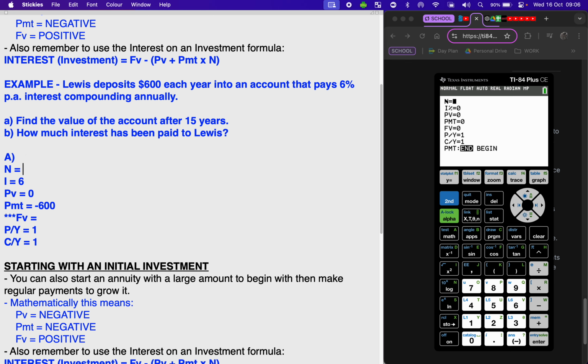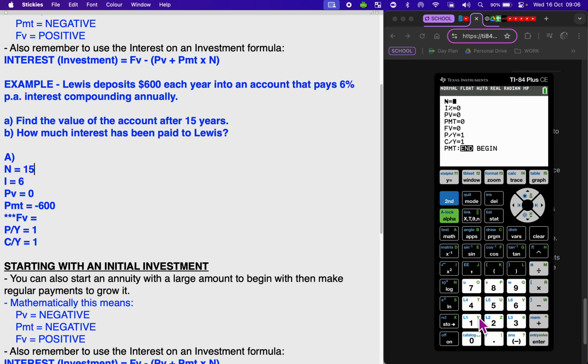Now, always leave N until the end, because you can only work out N when you know what PY and CY are. So don't try to do N first. If my units of time are 1 year, and I want the time duration to be 15 years, what is N going to be? 15. So I have everything in here that I need. I just need to solve for that.